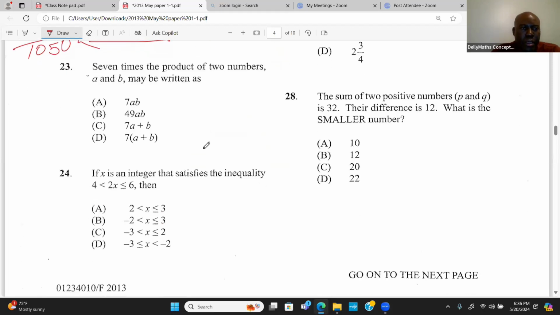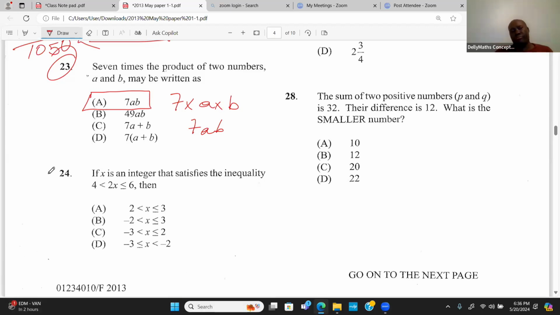23. We have to read carefully. It says 7 times the product of 2 numbers, A and B, may be written as what? 7 times the product. Product means to multiply again. So 7 times A times B is 7AB. 7AB. So 7 times the product of A and B.